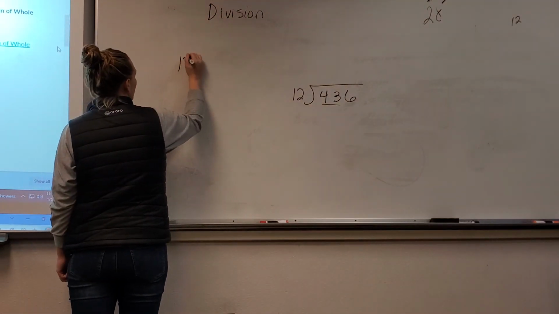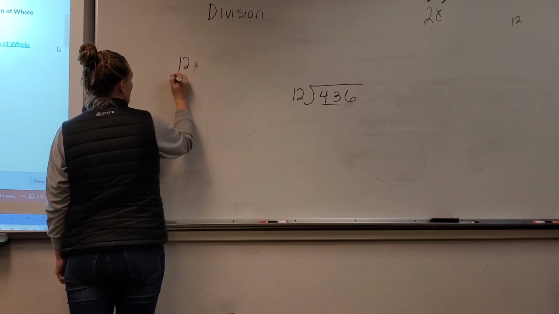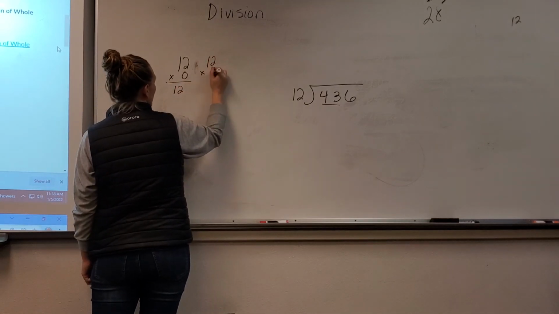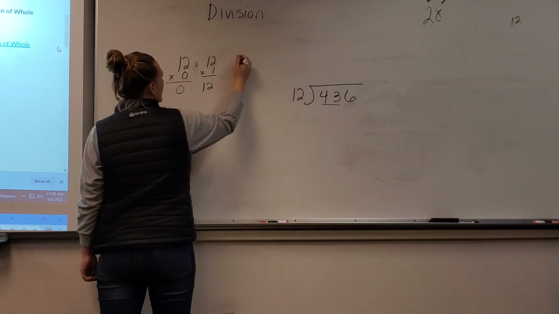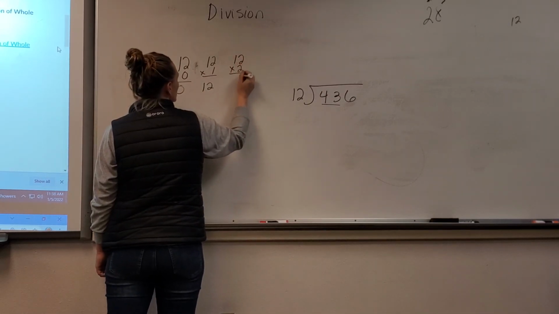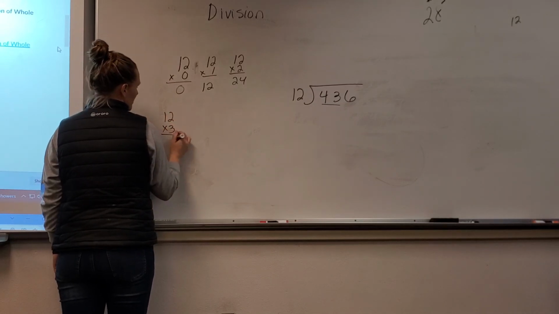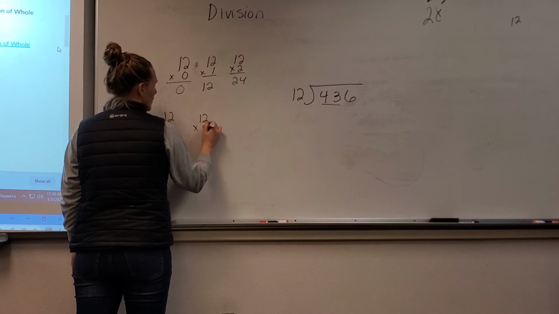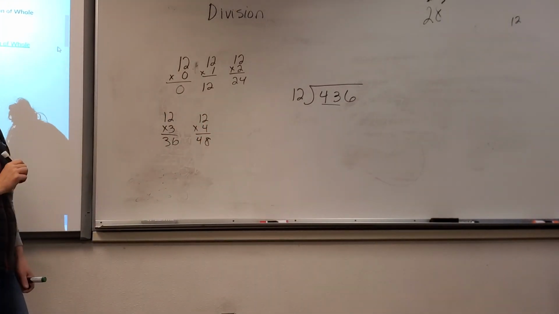So off to my right, I'm just going to do my multiplication. 12 times 1 is 12. 12 times 2 is 24. 12 times 3 is 36. 12 times 4 is 48. Okay, so I can stop right there.